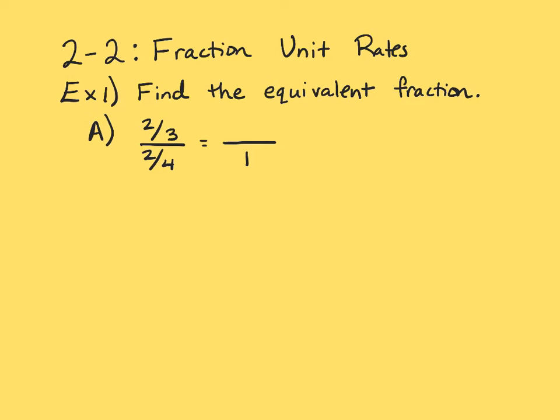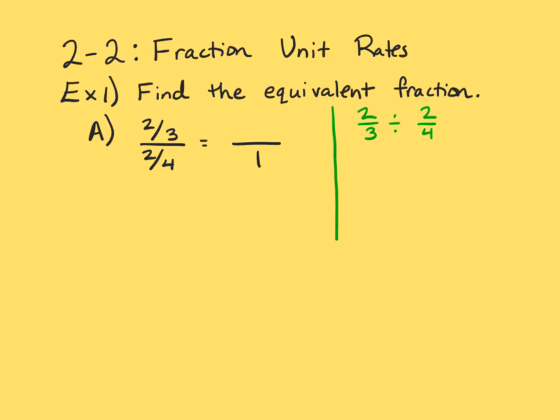Example 1A, we've got 2/3 divided by 2/4 equals what over 1? So we can start this by simply dividing 2/3 by 2/4, and then we will end up with the equivalent fraction to this. That's something over 1. We know this because if we divide the denominator 2/4 by 2/4, we get 1 for the denominator. And so we have to do the same to the numerator. We're dividing 2/3 by 2/4, and we'll get this missing blank.